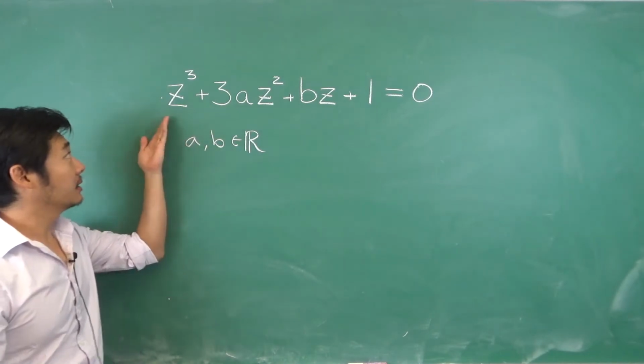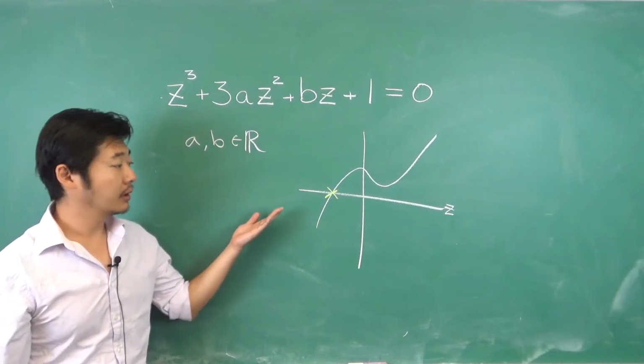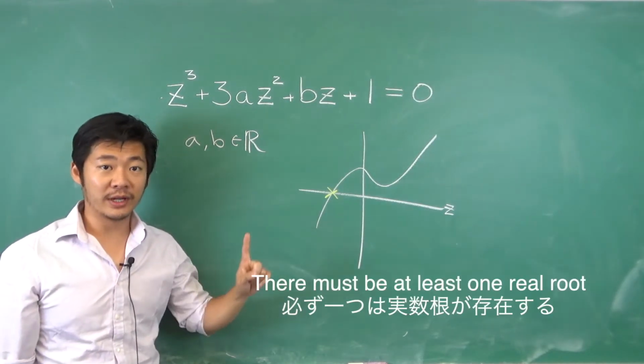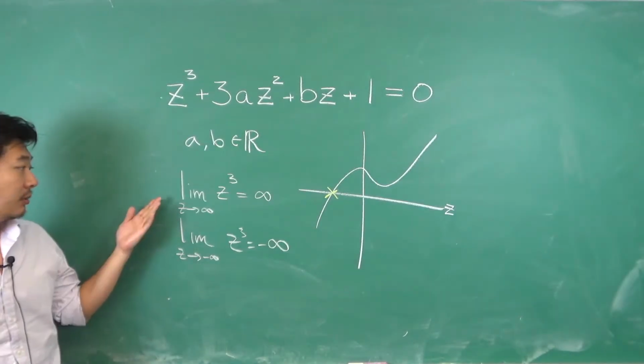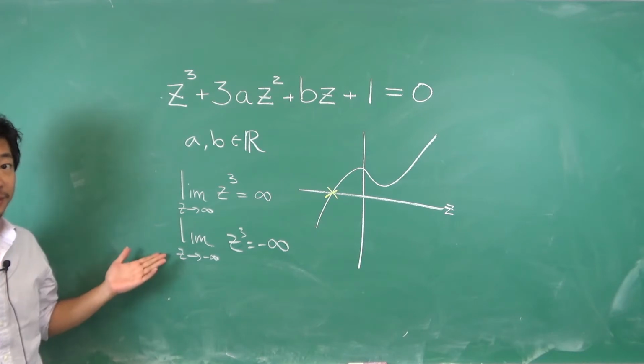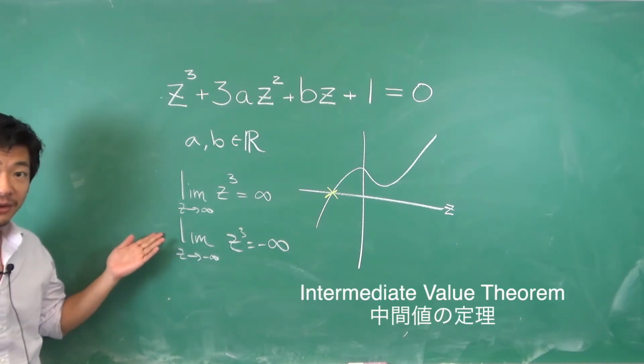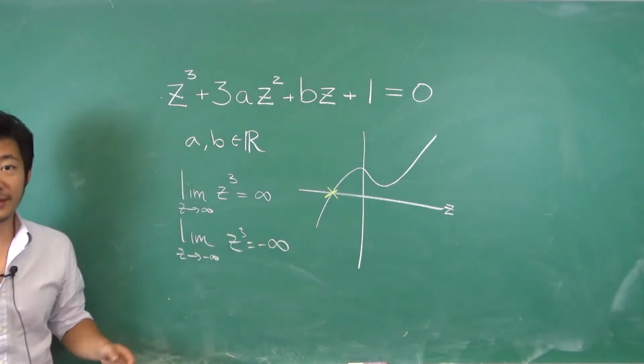Given a cubic polynomial with real coefficients, we can say two things. One is that it's a cubic, so there must be at least one real root. This follows immediately. By taking the limit, we can see the end behavior of the polynomial. And so, by the intermediate value theorem, it must have a zero at least once.